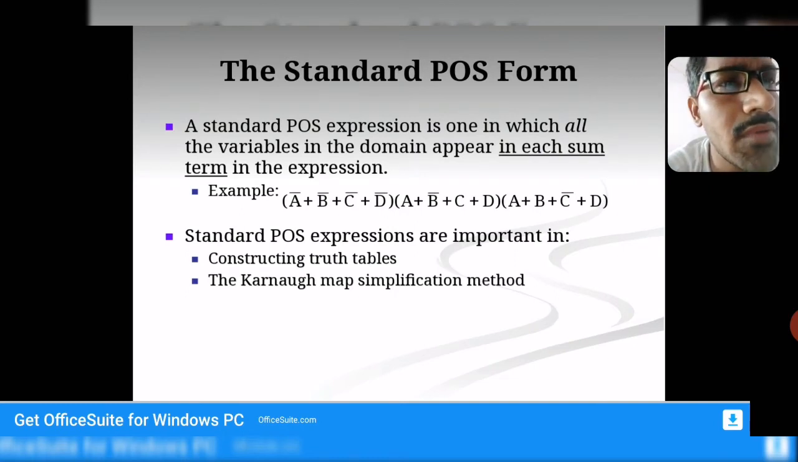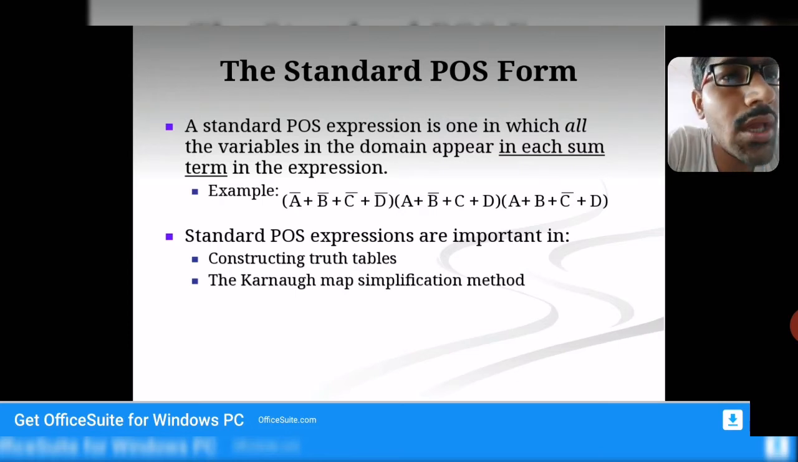The standard product of sum form. Similar to the case of sum of products, here in the case of product of sum also, the standardization requires that the standard product of sum form will contain all the variables in the domain. Domain means the number of variables present in the entire expression should be present in each of the terms.